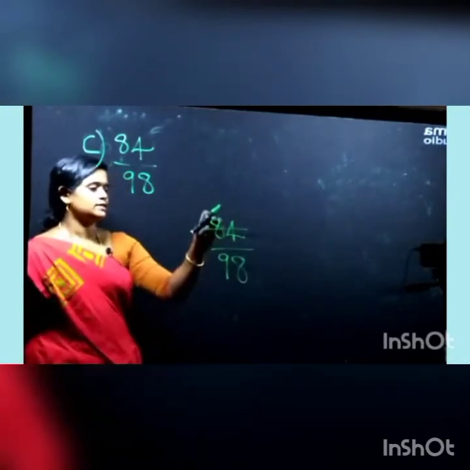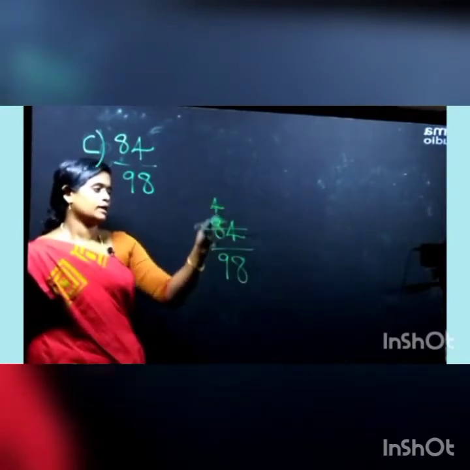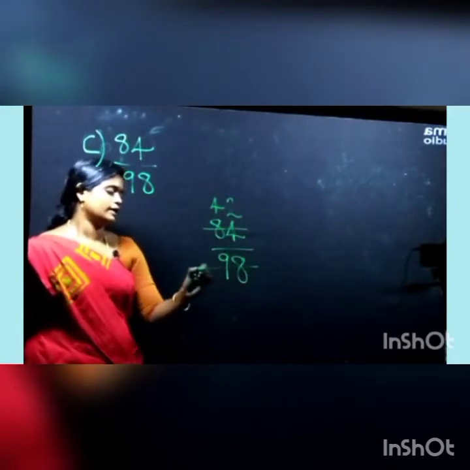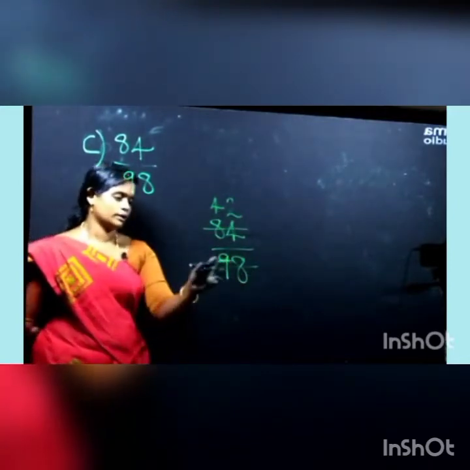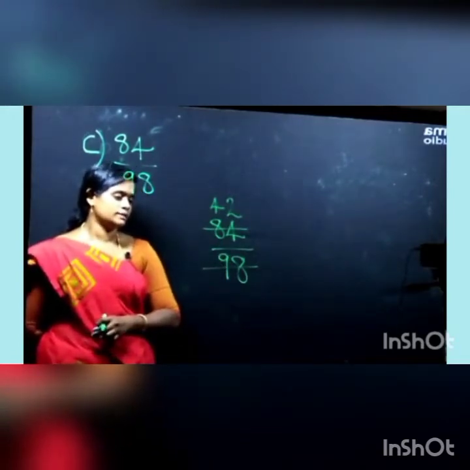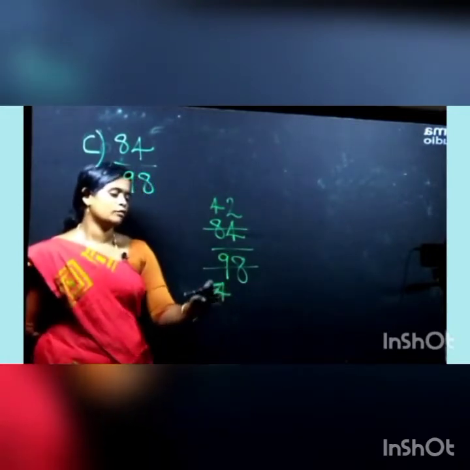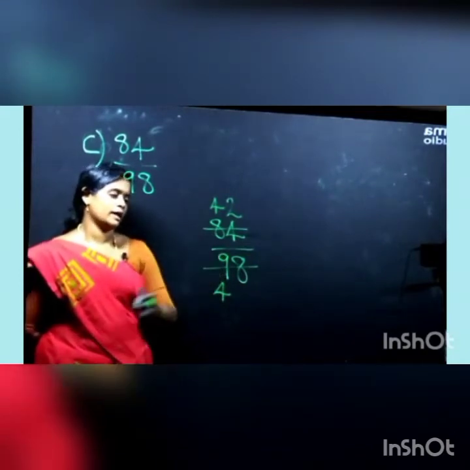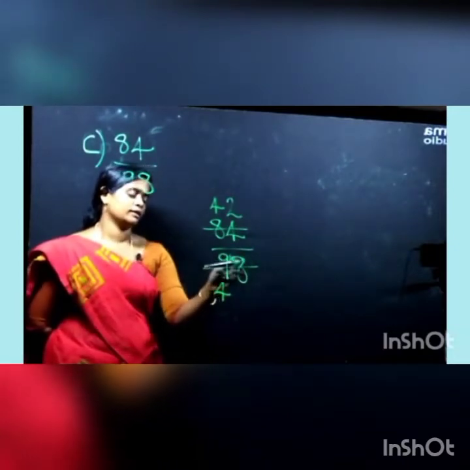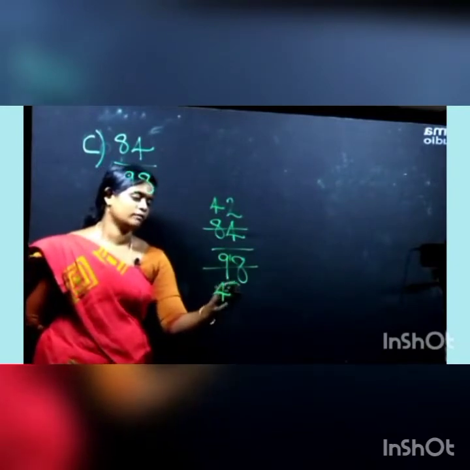First consider the digit 8. Since 2 4s are 8, we write 4. Again, 2 2s are 4, we write 2. Next step, divide this 98 by 2. For that, first consider the first digit 9. Since 2 is in 9 four times, we write 4 here. But 4 2s are 8 only. Here 9 is there, so 1 remainder. We write that remainder 1 here. Then this 8 becomes 18. Since 9 2s are 18, we write 9.